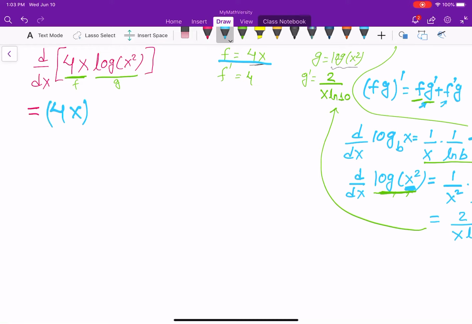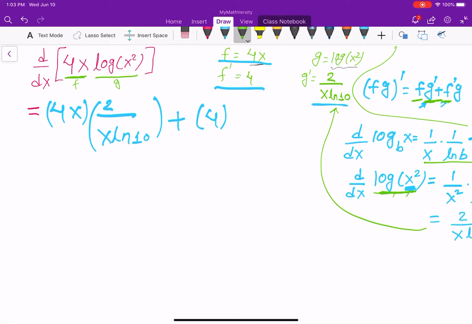Times what is next in the formula, g prime, and we know that g prime is over here, right? So 2 over x times ln 10. So let's write that down, 2 over x times ln of 10, right? And then what do we have in the product rule? We have plus, so let's write that down. Okay, and what do we have now? We have f prime. And what is f prime in our case? We have figured out that is 4, so let's write that down.